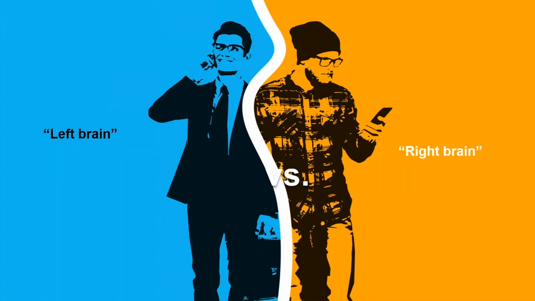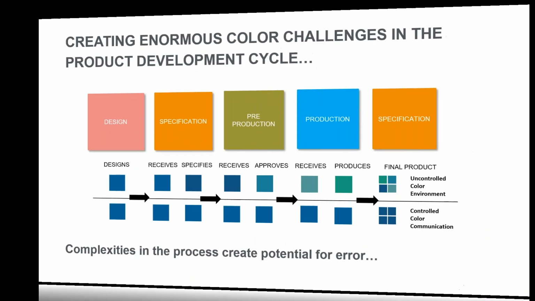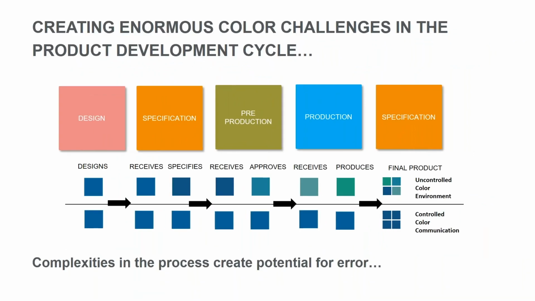So with color, we always have this left brain, right brain sort of thing. Left brain meaning, this emotional response to color, the feeling we get when we look at color. But then there's the right brain. How do we control color so that it is consistent? And that's what we're going to talk about today. Basically, mixing digital and visual emotional responses. So there are several places where the color can go wrong.